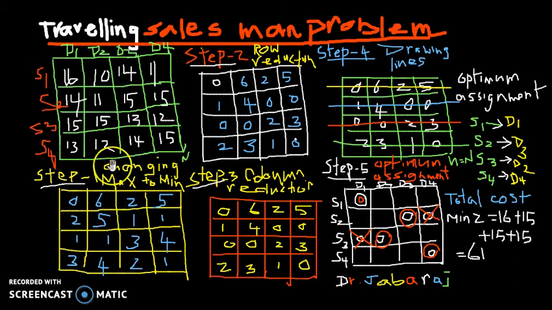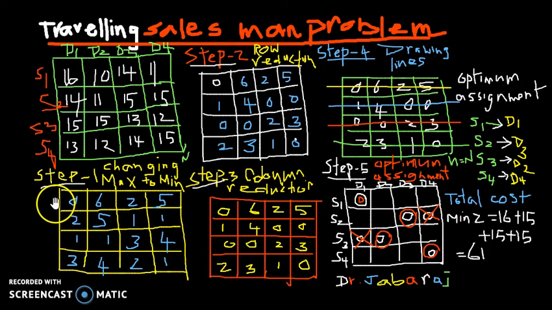So the next step in the minimization problem is row reduction. Row reduction means we have to find the least element from each row and subtract it from all other entries in that row. I have covered this technique in another video, so you can go through that video. In it, I have clearly explained the row reduction, column reduction, drawing the lines, and optimum assignment.